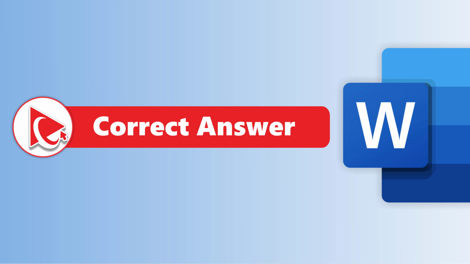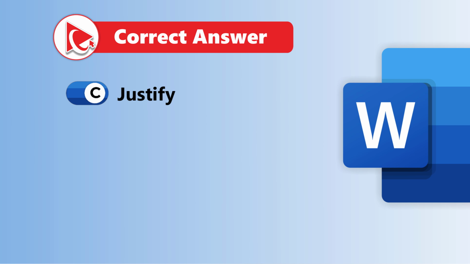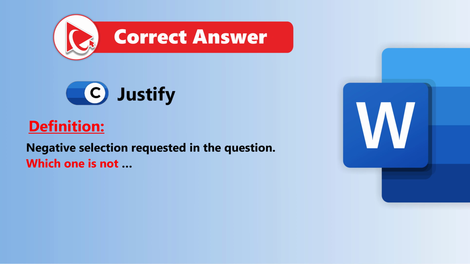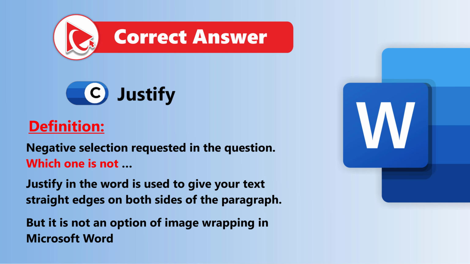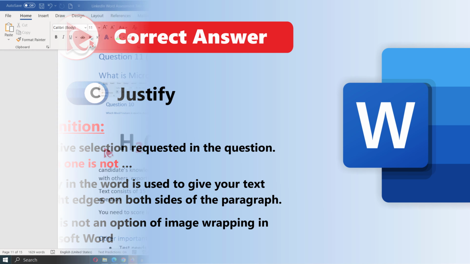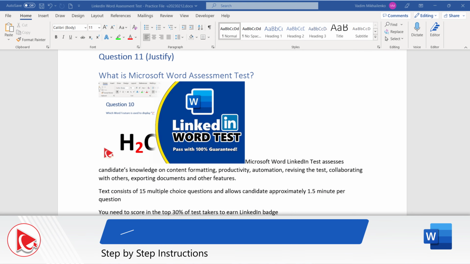I believe the correct answer here is choice C, justify. Keep in mind that there is a negative selection requested in this question: which one is not? Even though justify is an existing option which is used to give your text straight edges on both sides of the paragraph, it is not a valid option for wrapping images in Microsoft Word. Let's jump to Microsoft Word so I can demonstrate.